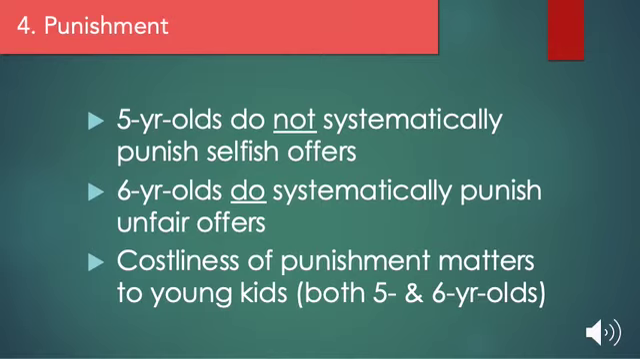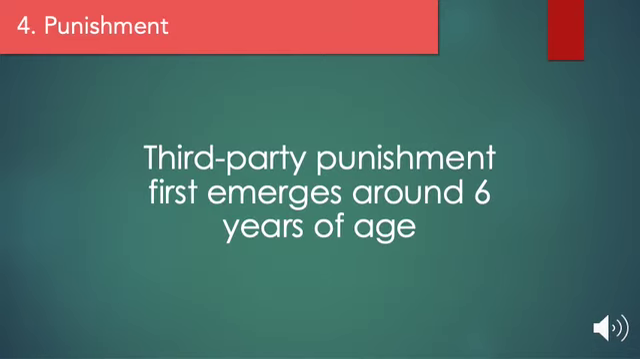As far as costliness of punishment matters, for both 5 and 6-year-olds, it significantly reduced the number of rejections for unequal allocations for the 6-year-olds. However, still the 6-year-olds were more likely to reject unequal than equal allocations, and you didn't see that in the 5-year-olds. The authors concluded from this, third-party punishment first emerges around 6 years of age.